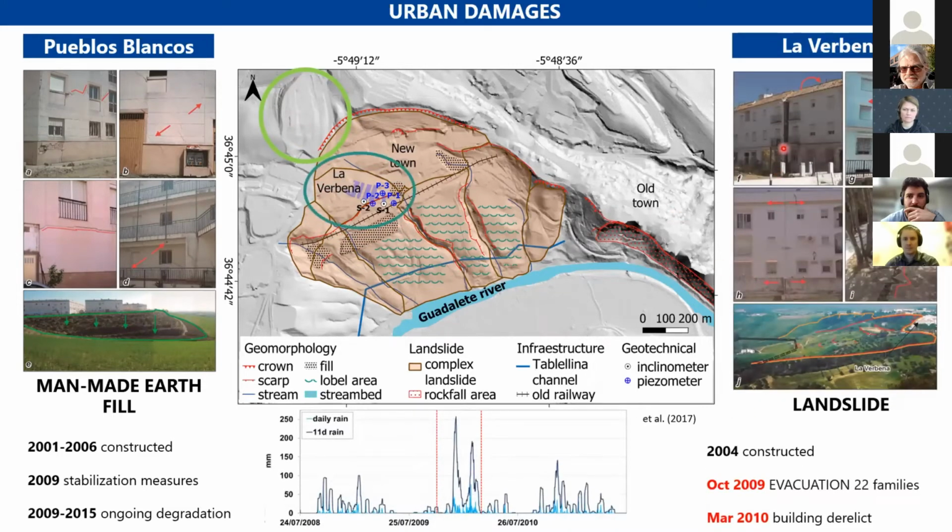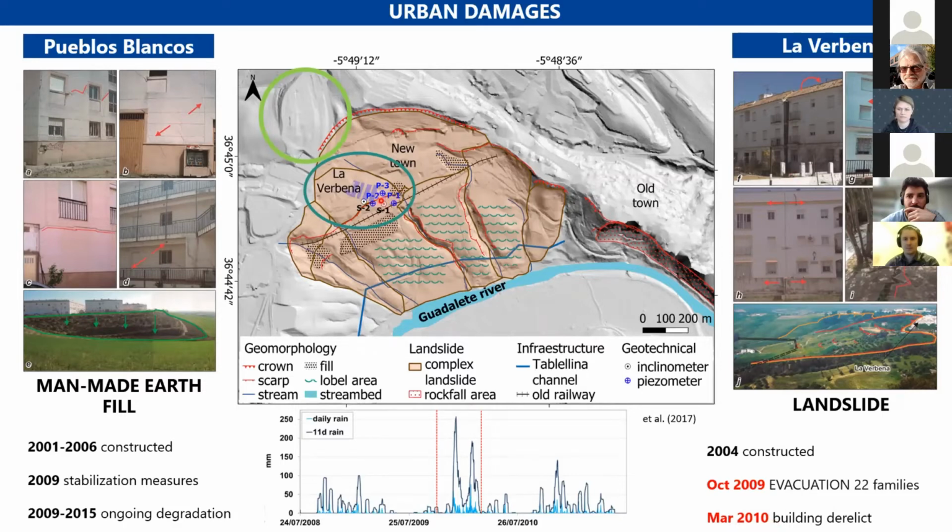In the La Verbena landslide, here we can see the severe damages of the buildings that constitute this neighborhood. It was constructed in 2004. In 2009, the damages were quite important, so this building was evacuated. After that, there was a period of heavy rains, and then the damages started to accelerate. And in March of 2010, this building was declared derelict.